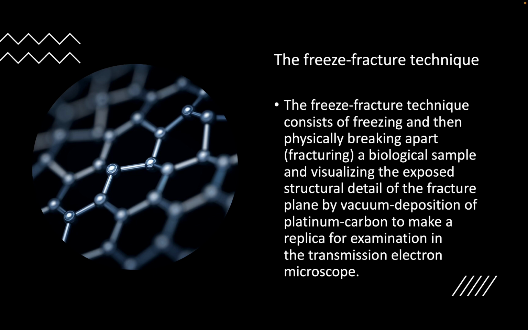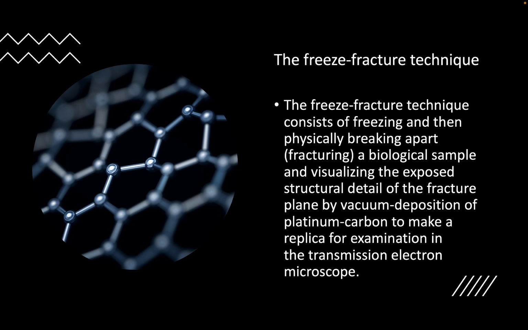To simplify this freeze fracture technique, let me give you an example. Imagine that we have a cell and we want to apply this technique on it and see it on the electron microscope. We are going to fracture the cell into two pieces. Then we are going to deposit a platinum and carbon layer on the two parts of the cell.